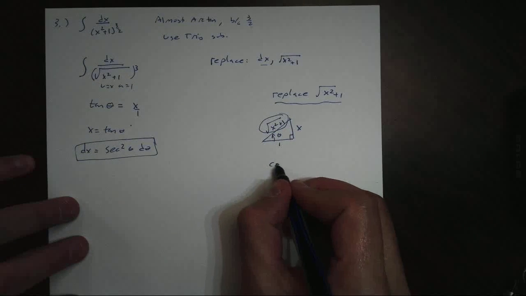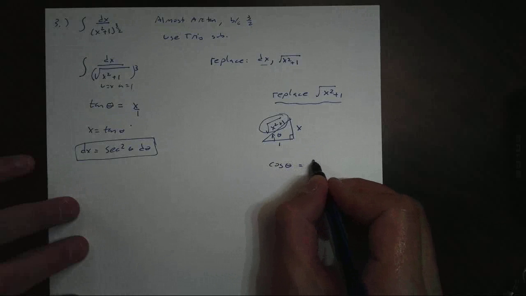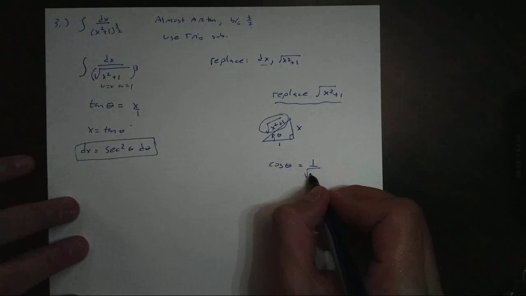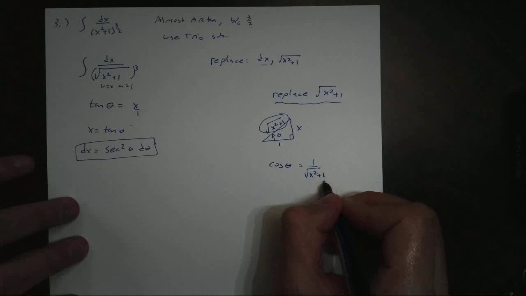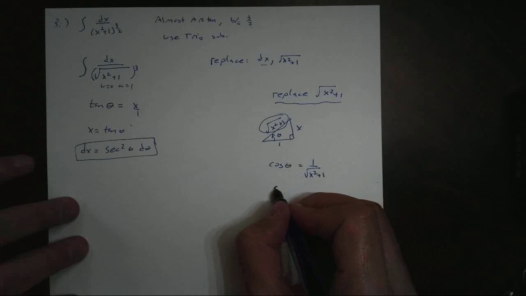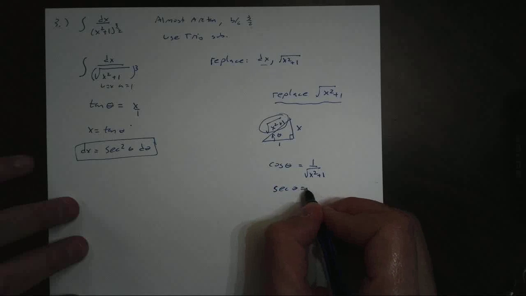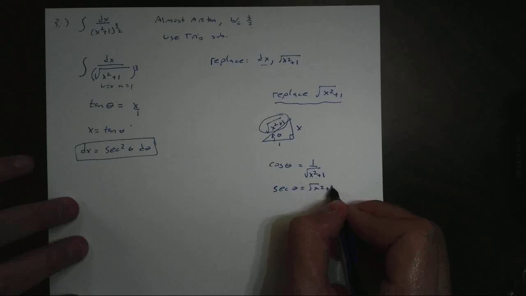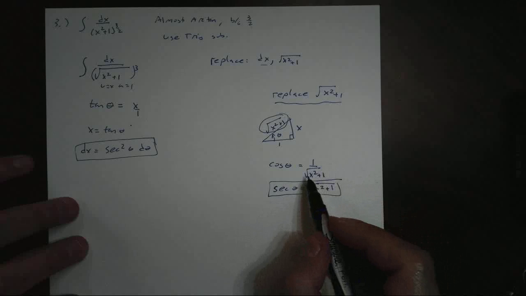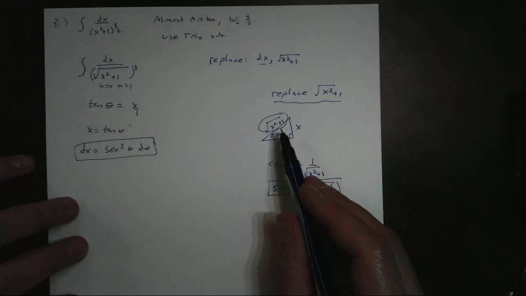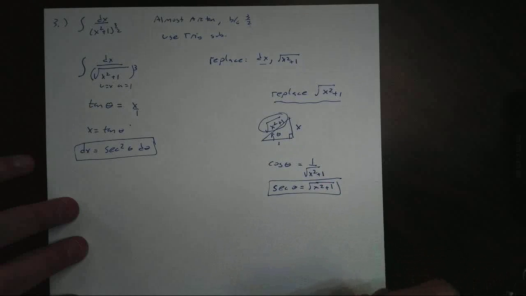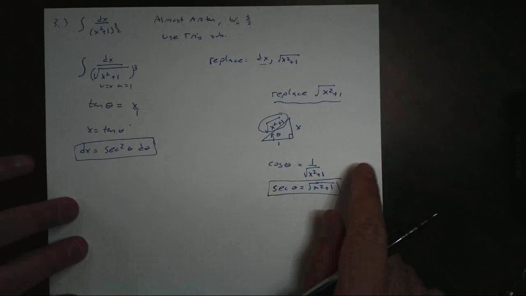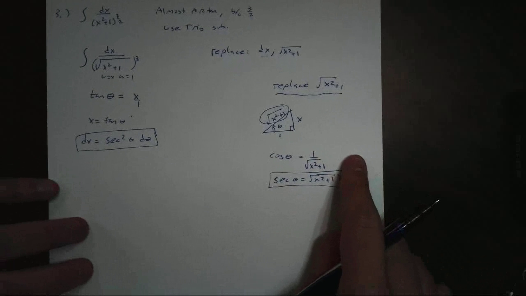It looks like cosine, because cosine of theta is 1 over the square root of x squared plus 1. And so if I flip it, I get the secant of theta equal to the square root of x squared plus 1. Very quick and easy. I don't want to use something like sine because I'd have x over that, and it makes it slightly more complicated for us. Not that we couldn't solve it, it's just going to be a little bit more challenging.